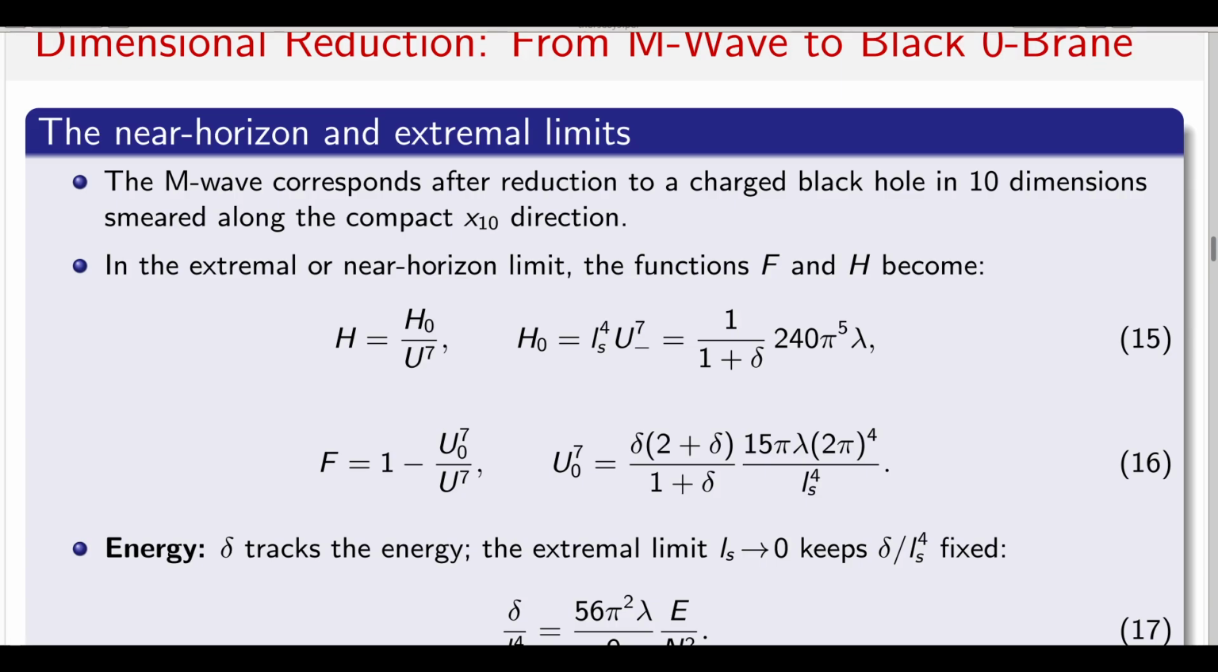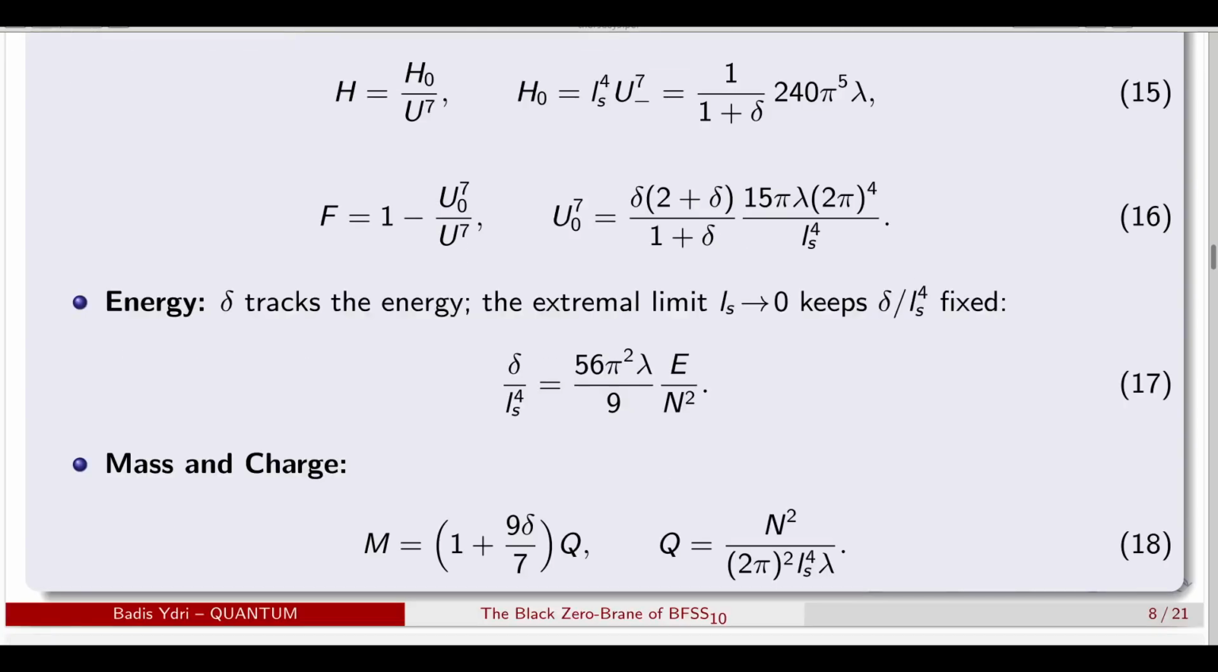It is given in terms of the 't Hooft coupling lambda and the parameter delta, which tracks the energy of the configuration. Indeed, delta measures the excitation energy above extremality. In the limit Ls going to 0, we keep the ratio delta over Ls to the power 4 fixed, which scales proportionally to lambda times the energy density E over N squared, as shown in equation 17. Thus, this relation connects the supergravity parameter delta to the energy density E in the dual gauge theory.